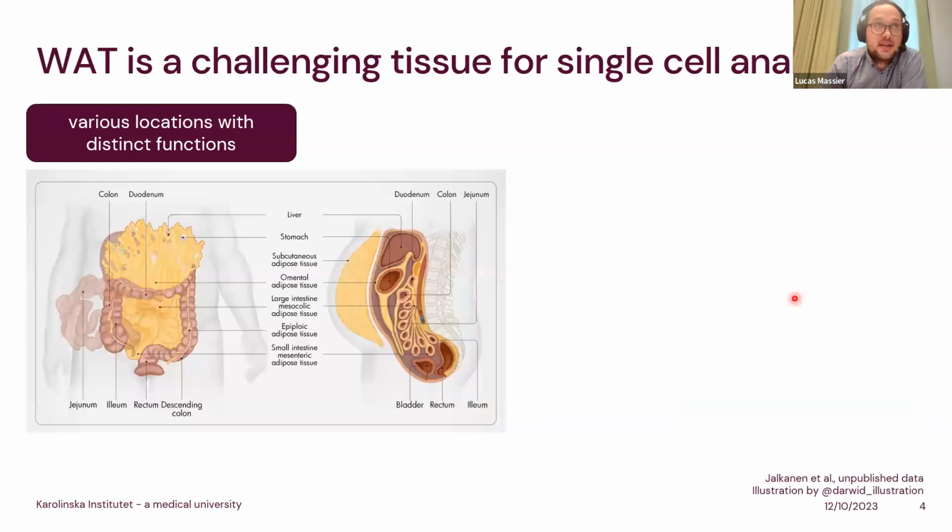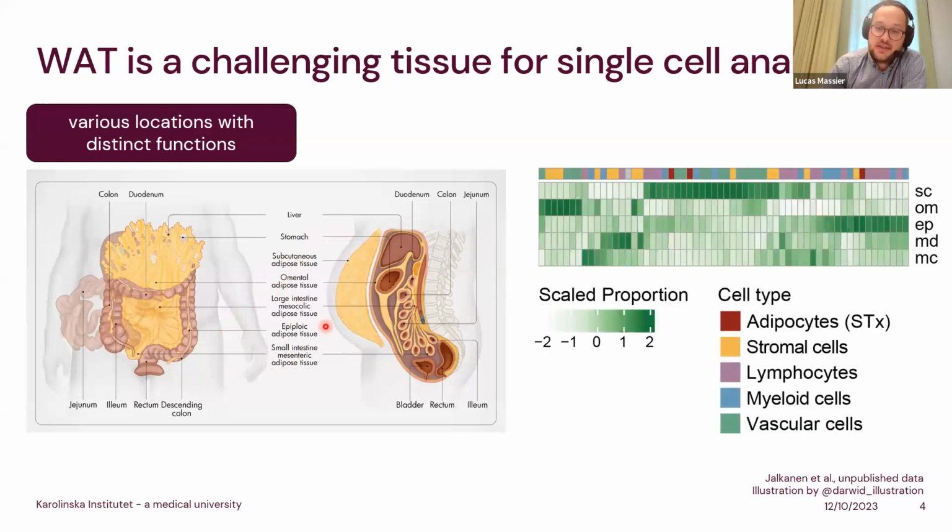Now, there have been excellent studies on the single nucleus and single cell level, comparing, for example, subcutaneous and visceral adipose tissue. We are also currently working on depot differences, focusing more on different visceral adipose tissues, namely omental, mesocolic, epiploic, and mesenteric adipose tissue. This is just a sneak preview because today's topic is something else, but we indeed see quite drastic differences in the cell type distribution, mainly between subcutaneous and other visceral depots, but also within the visceral depots, as you can see here in this heat map.